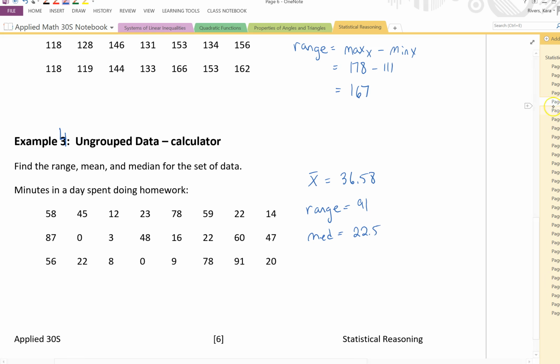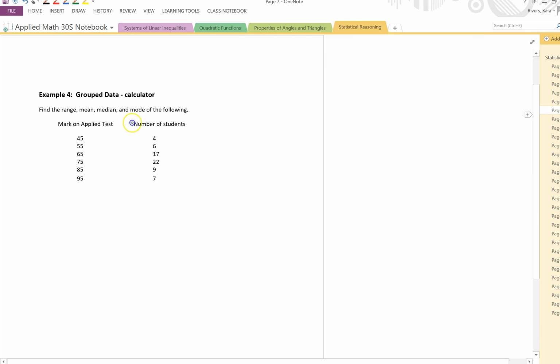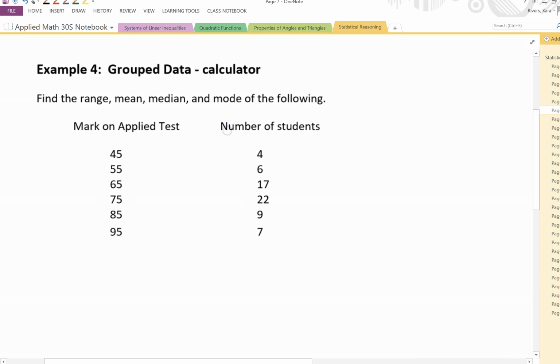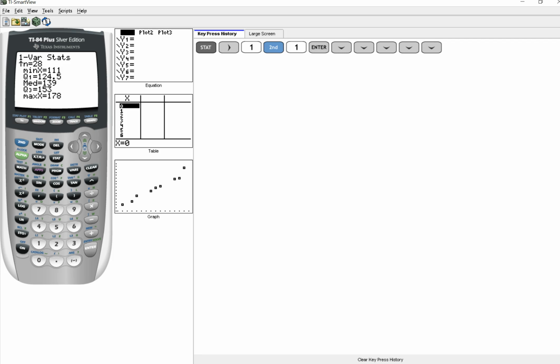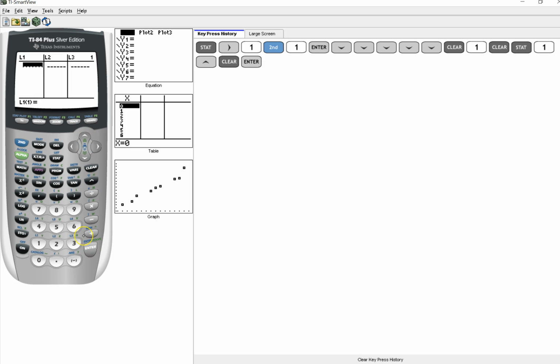The last example we're going to do is grouped data, but we've got 2 lists here. Okay, so you're going to put this into list 1 and you're going to put this into list 2. Let's go ahead and do that in our calculators. Clear everything out. Stat, 1. Clear that out, and put into list 1 and list 2. I'll give you a moment to go ahead and do that.